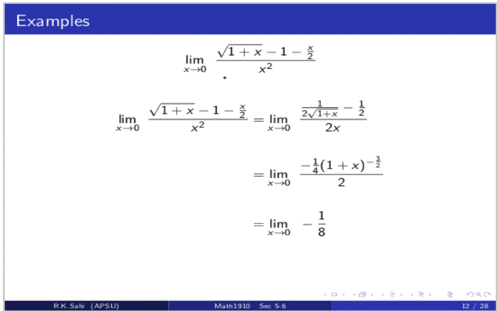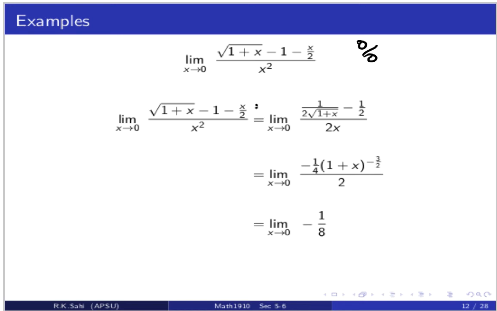Okay, let's look at this example. The limit as x approaches 0 of square root of 1 plus x, minus 1, minus x over 2, all over x squared. So as a first go, let's substitute 0 and see what we get. We substitute 0, we get 1 minus 1 over 0. So it's a 0 by 0 form. So the next step is, as it's a 0 by 0, we can apply L'Hopital's rule.